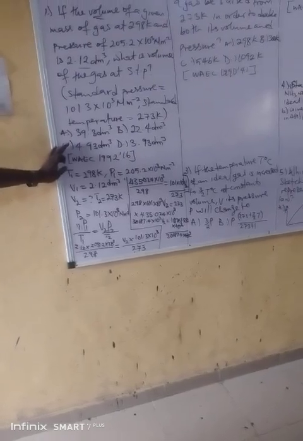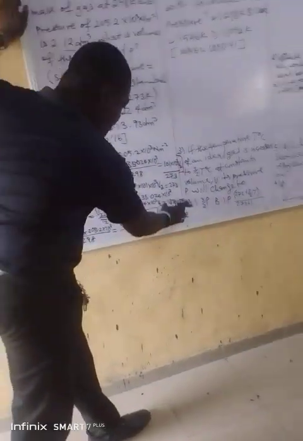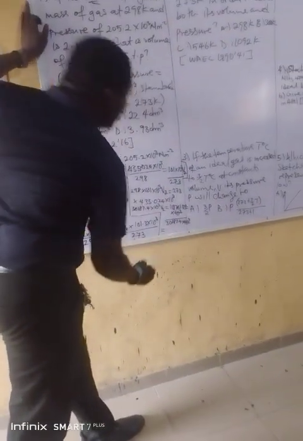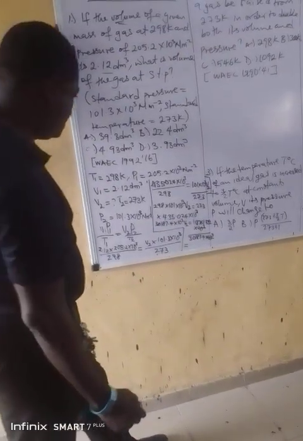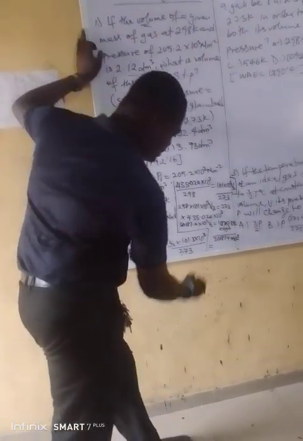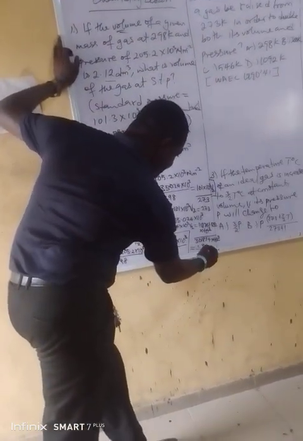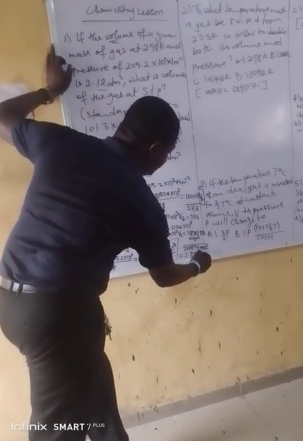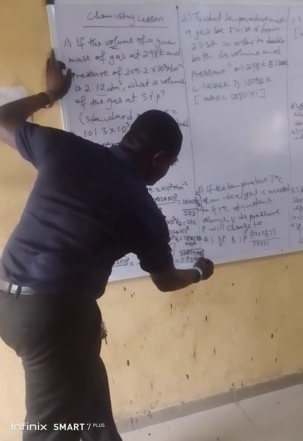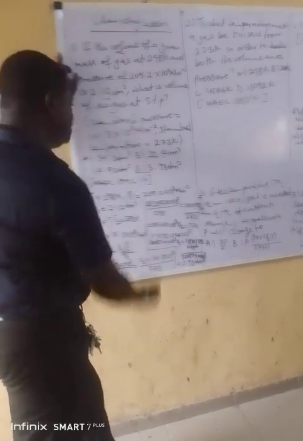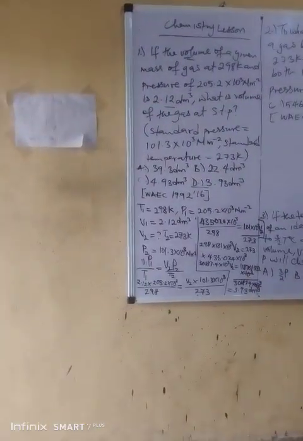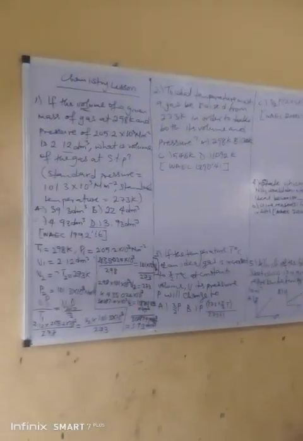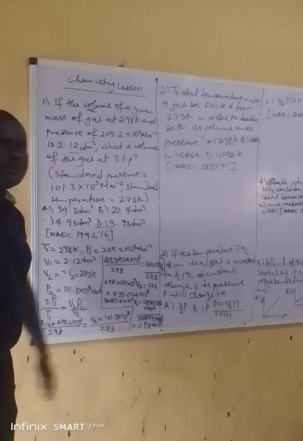Are we there now? So what is the final answer? This one over this gives 3 point what? So that is it. Let's go to number 2 now.